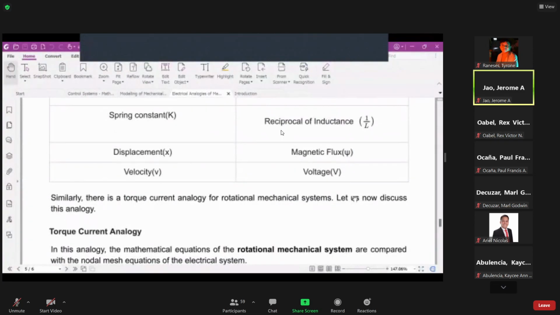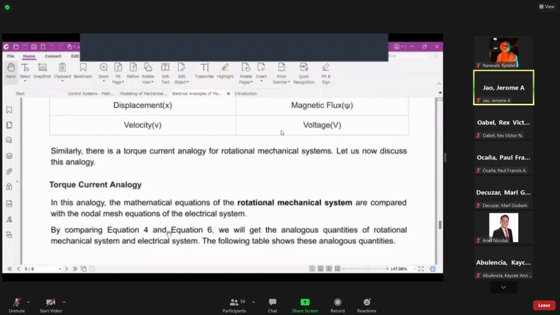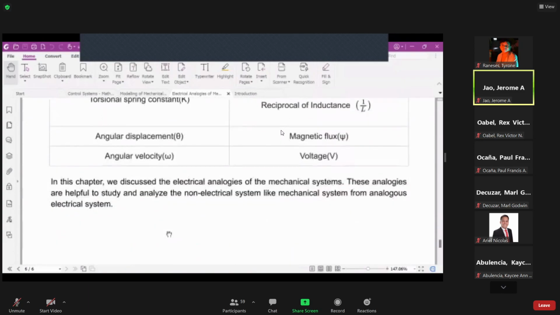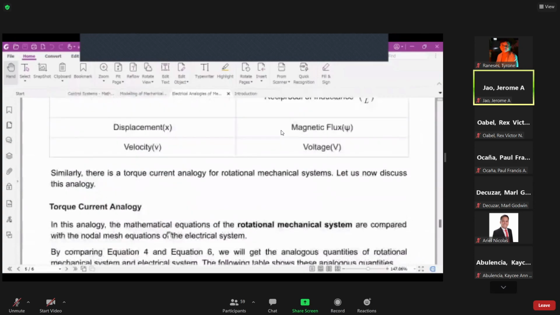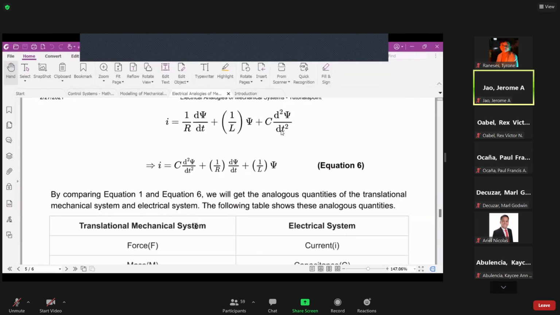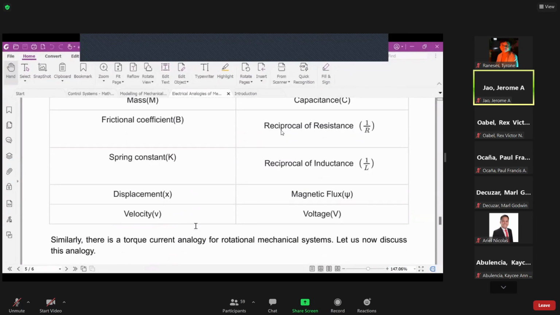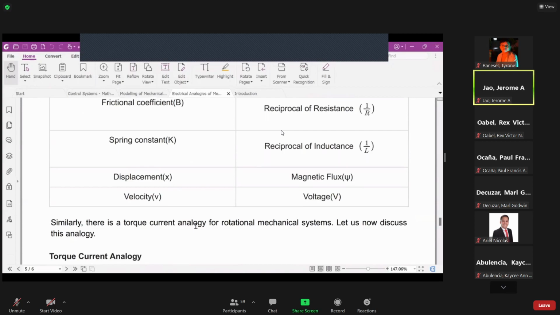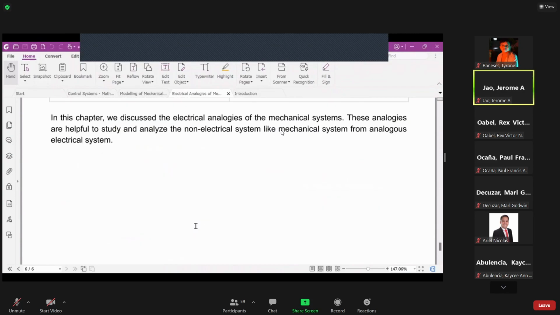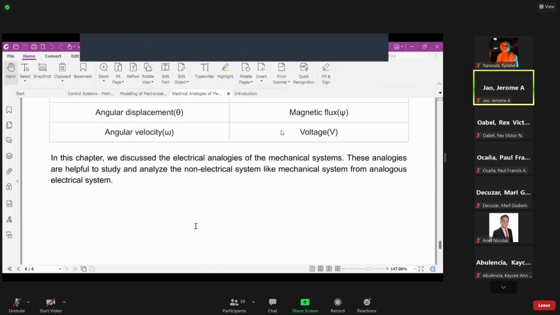So, dun lang yun. Pagdating mo naman sa torque current analogy, it's rotational siya. So, i-arrange mo lang din according to the degree of differentiation. Kasi diba, this is your degree of differentiation of your current analogy. Kung force current, it will be the torque current. So, i-arrange mo lang to in descending order mula sa highest order differentiation up to the lowest order. And therefore, i-compare mo siya dun sa translational or rotational mechanical system mo. And then you can have the equivalent of those translational and rotational models.